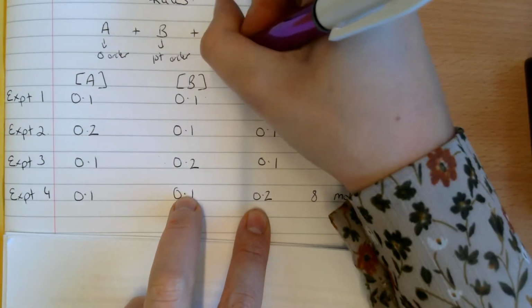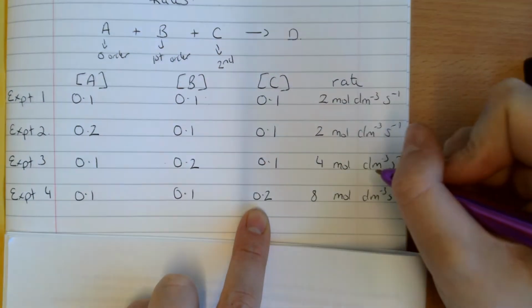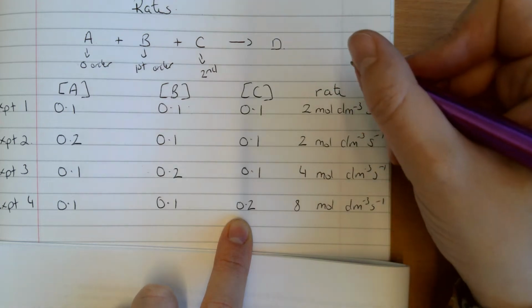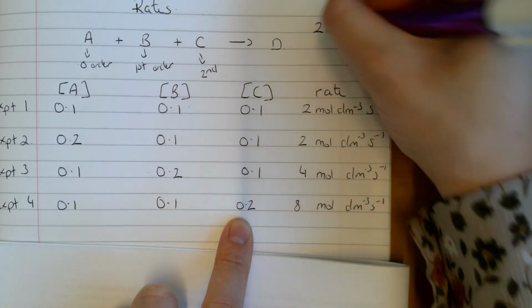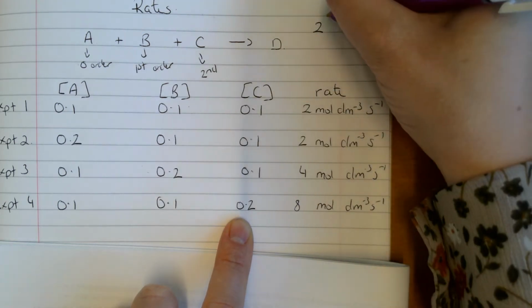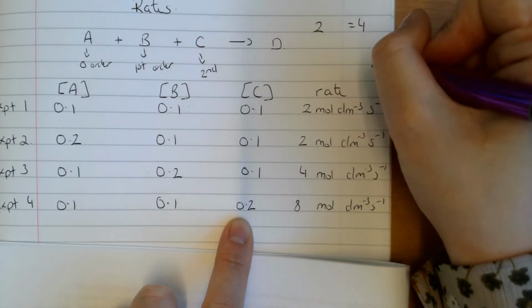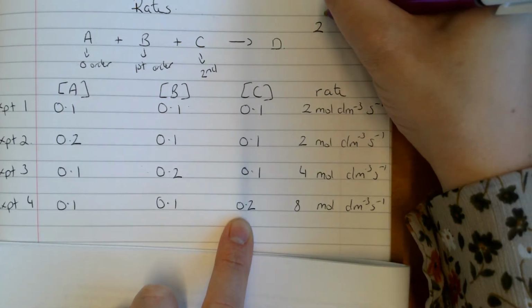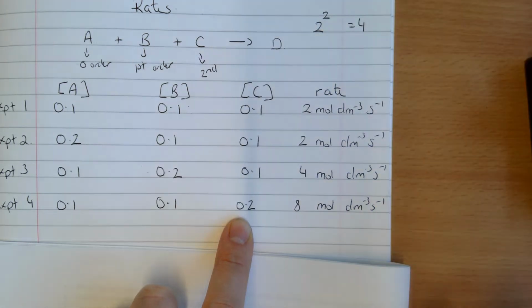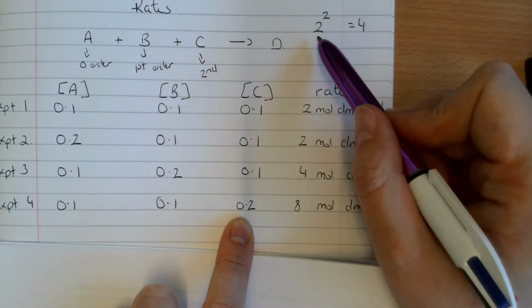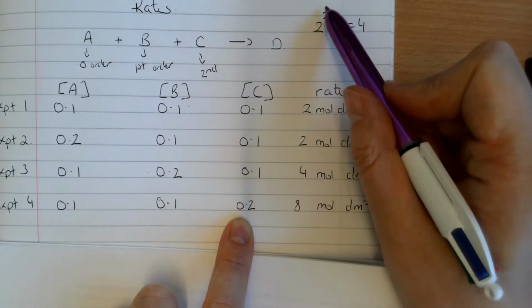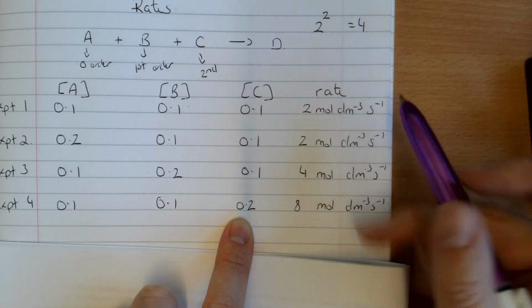In this case, I can say that C is second order. The reason it's second order is that I have doubled the concentration, but my rate has increased by a factor of 4. So my rate has increased by a factor of 2 squared. And the fact that it's increasing by 2 squared, the squared here, tells me that it's second order.